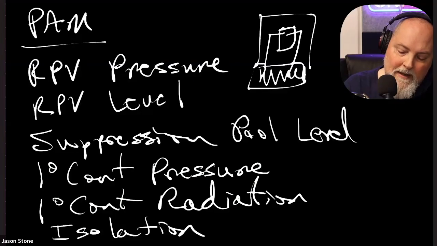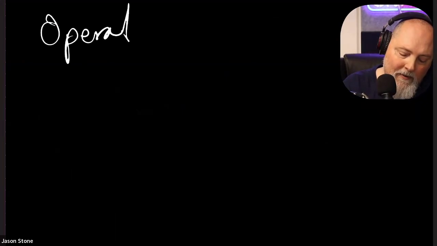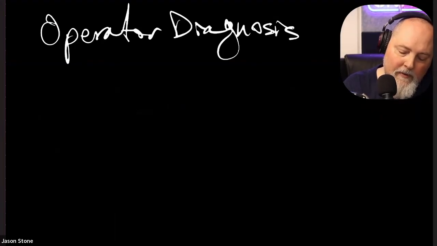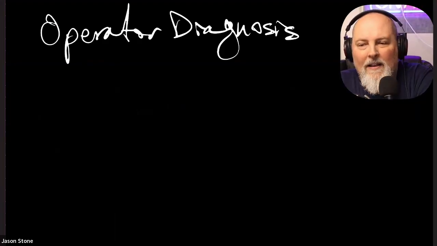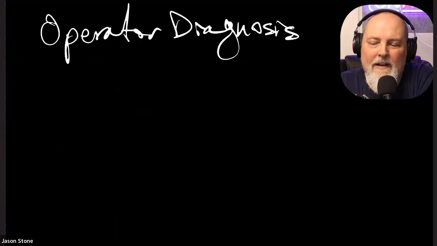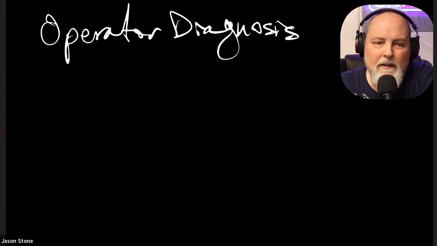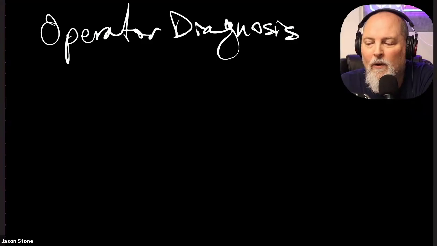So our PAM instrumentation supports operator diagnosis. This is important. They need to be able to say, hey, can we send people into this space? They need to be able to say, hey, the reactor has depressurized, which means it's a big leak, which means we need to figure out what level is, and we need to start adding water back into the reactor. We need to figure out where we need to isolate this if possible.